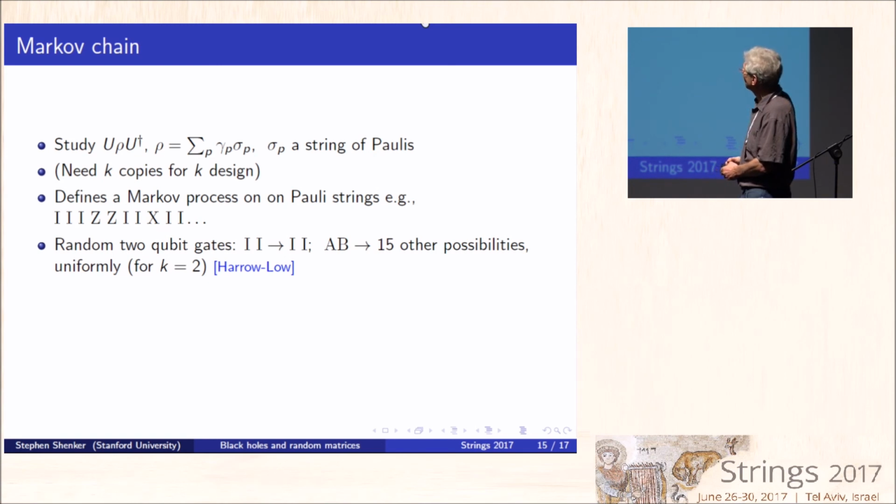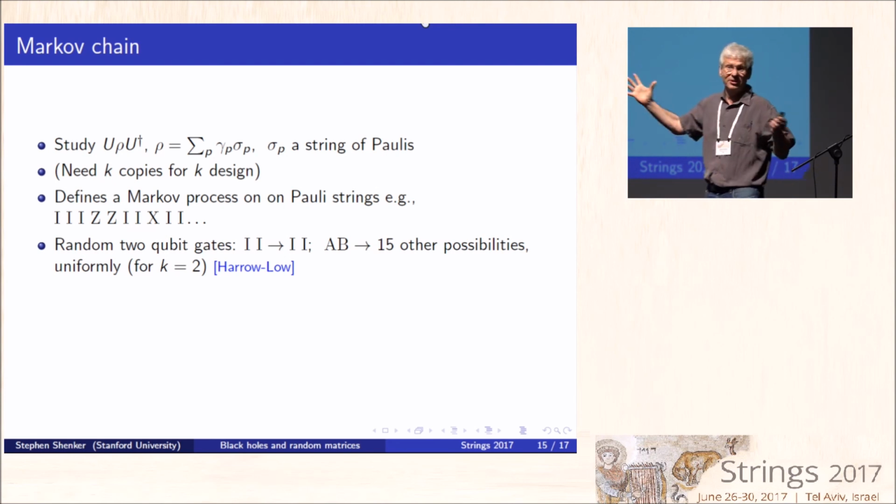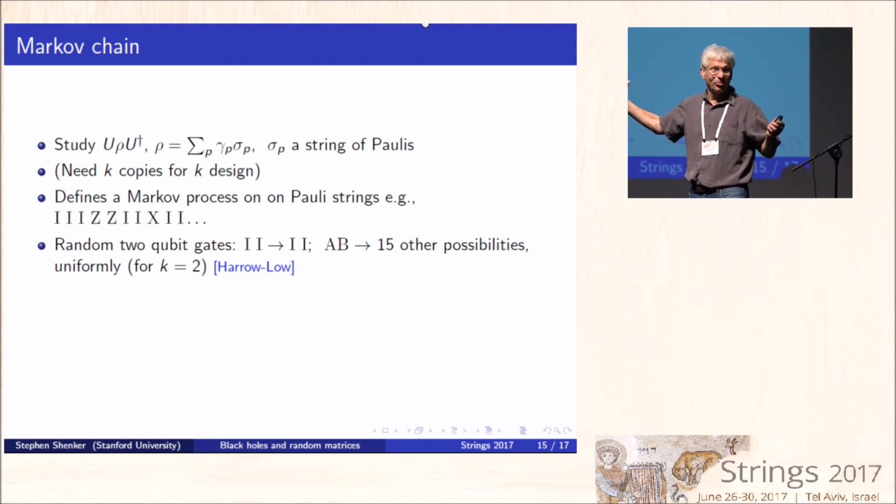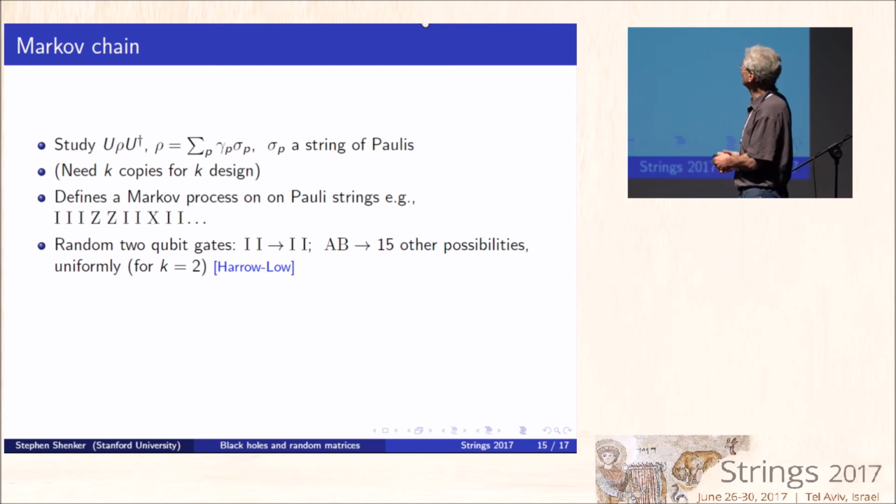Well, the action is simple. If you have a pair of identities in this chain, it goes to a pair of identities because the U and the U dagger cancel out. If you have any other pair of Paulis, like Ix or Xz, this random unitary sprays them uniformly over the other 15 possibilities with uniform probability. So this defines this Markov process. II goes to II, AB goes to the other 15 uniformly.